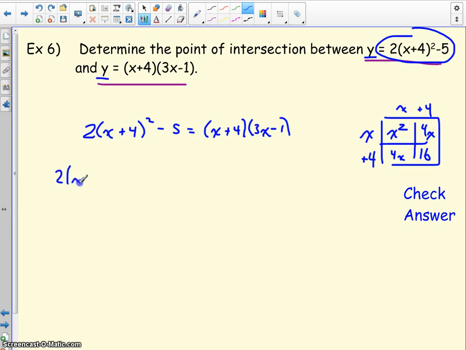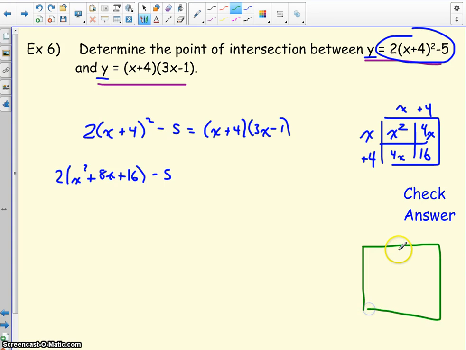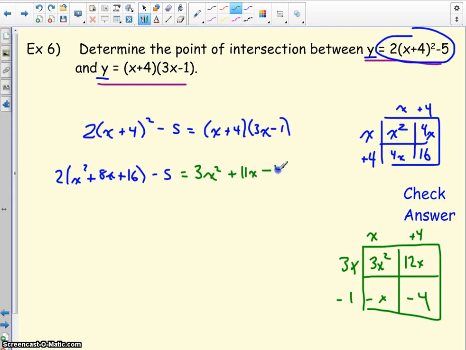Okay, so it's going to give me x squared plus 8x plus 16 minus 5. Okay, and the right side here I'm going to expand that using an array as well. So I have x plus 4 and 3x minus 1. Okay, so that's going to give me 3x squared plus 11x minus 4.